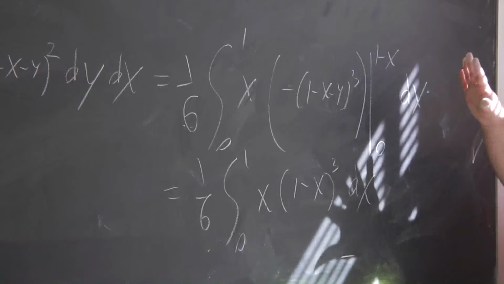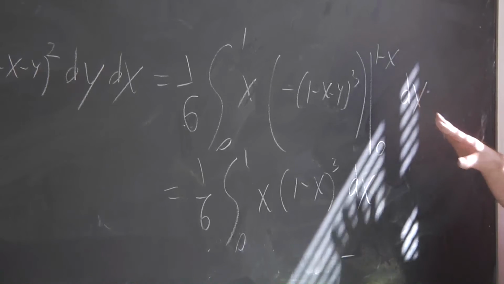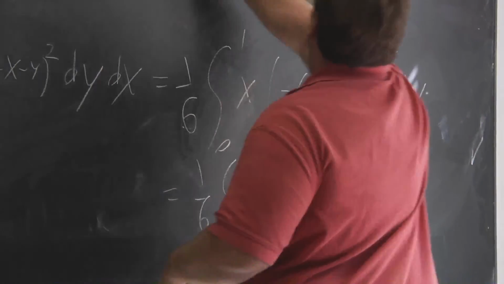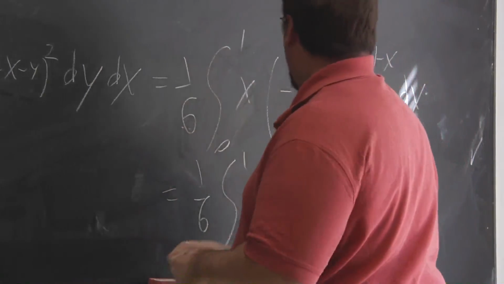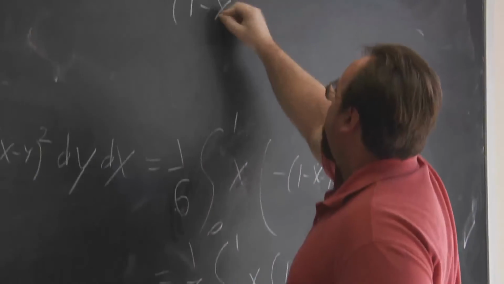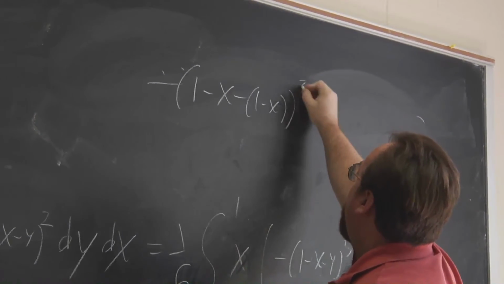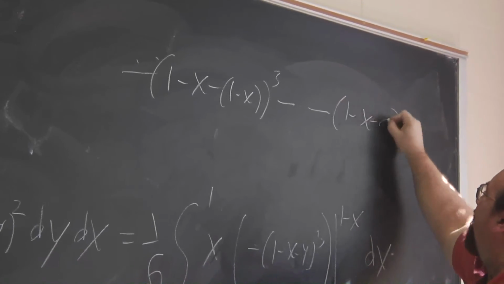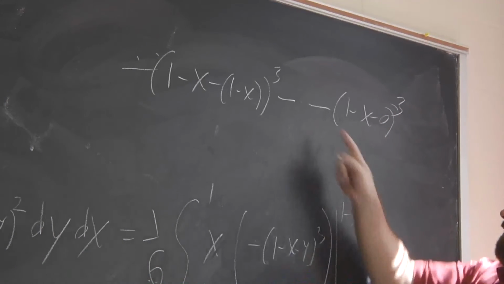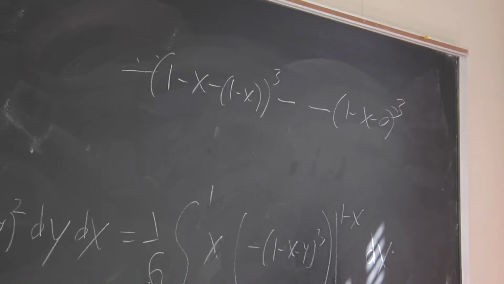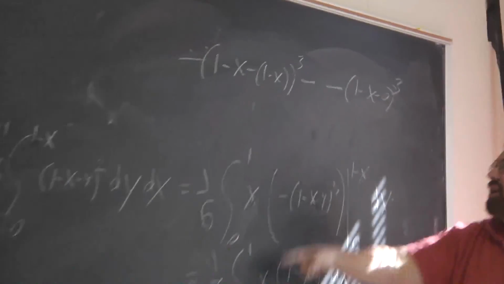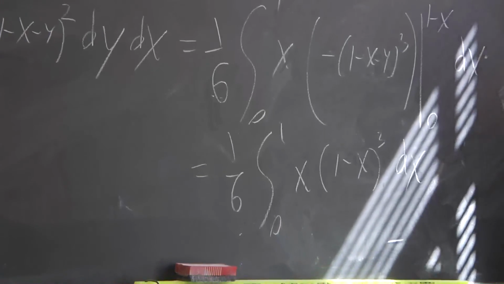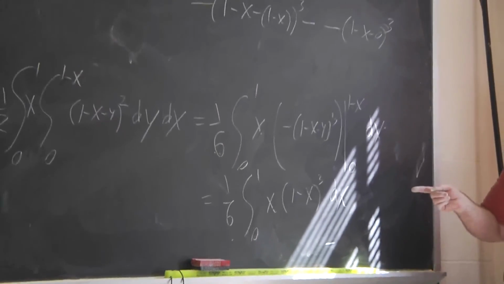Realize I did a lot in that step. In case any of that was missed, we get minus (1 minus x minus 1 minus x) cubed minus (1 minus x minus 0) cubed. That's what happened when we actually plugged in the limits. So that's why all that went away. This became a plus, and we get 1 minus x cubed over here. So now we're left with this.